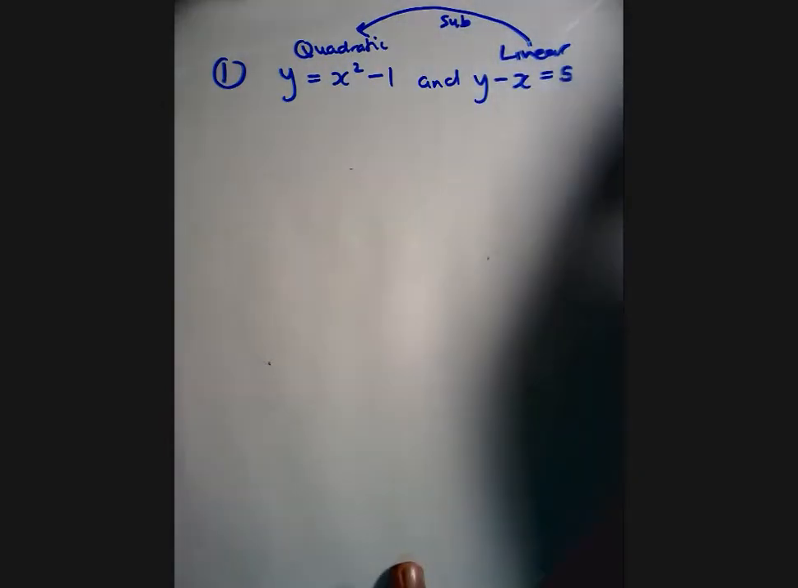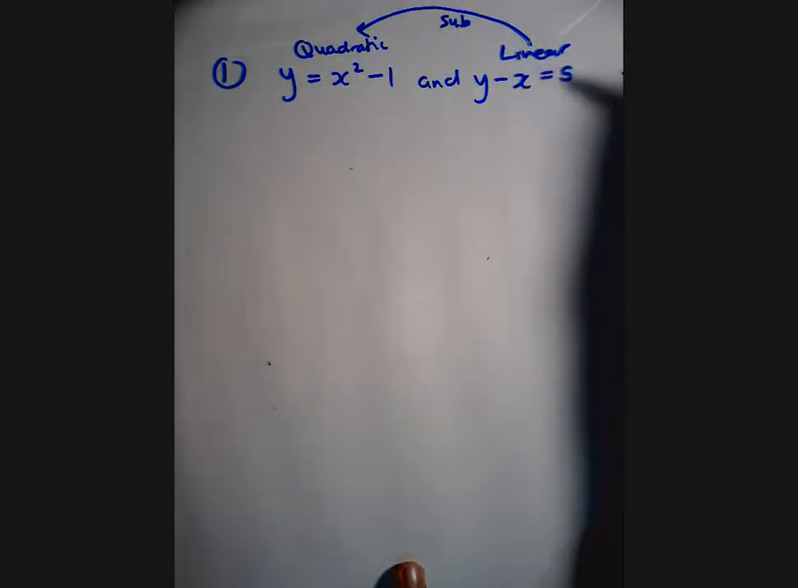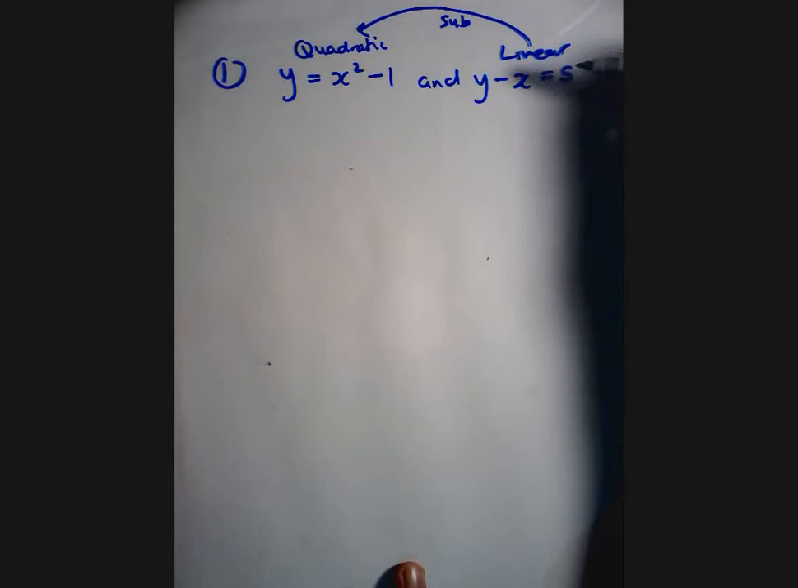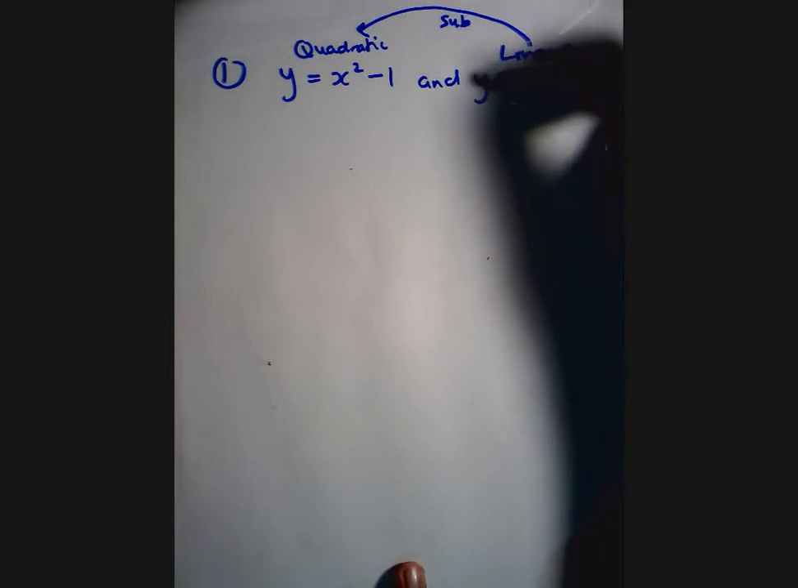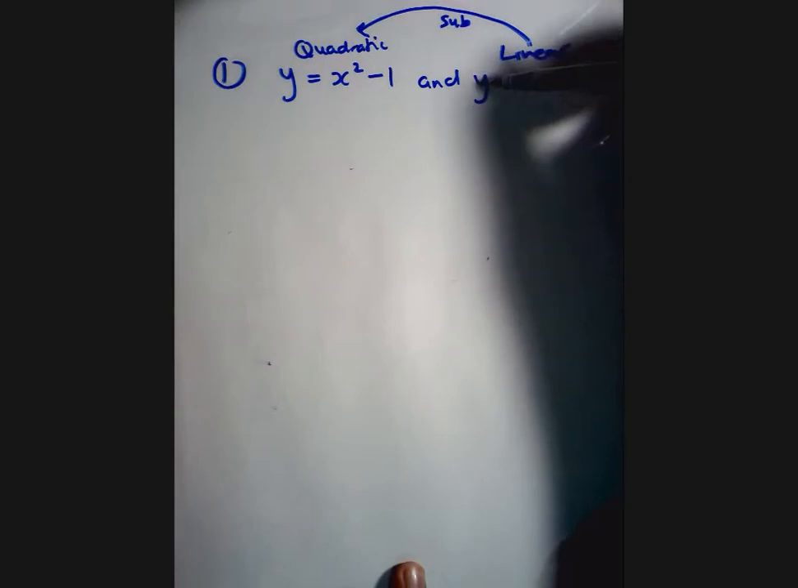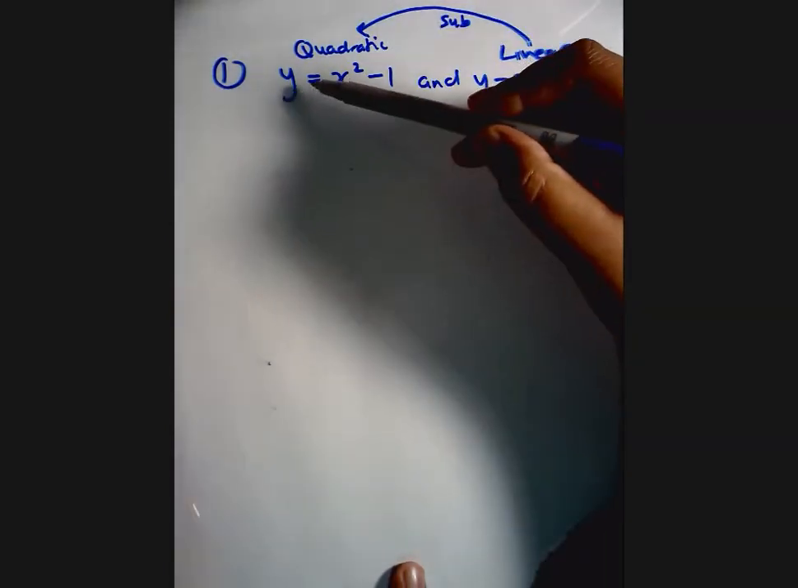But we only can substitute the linear into the quadratic if, in the linear, you make one of the x or the y the subject of formula, right? So you can either make the y or you can make the x. Now if I made my y the subject of formula, it would have been easier because then I wouldn't have to do the FOIL method there.